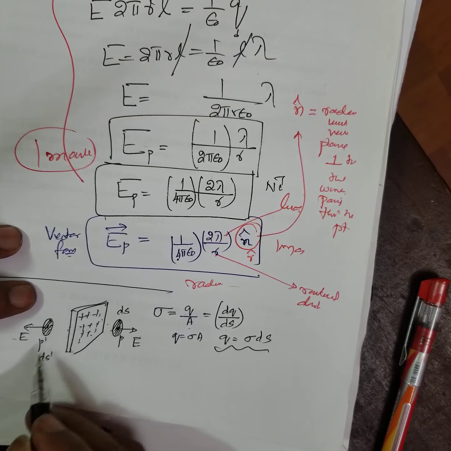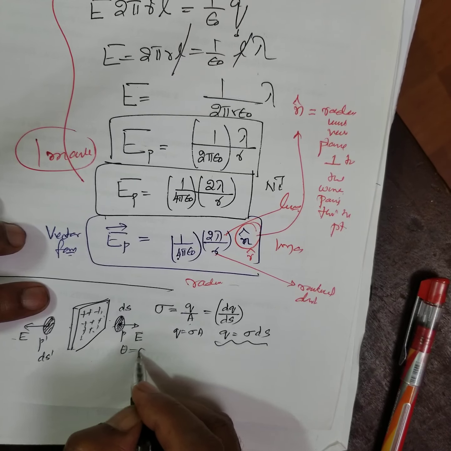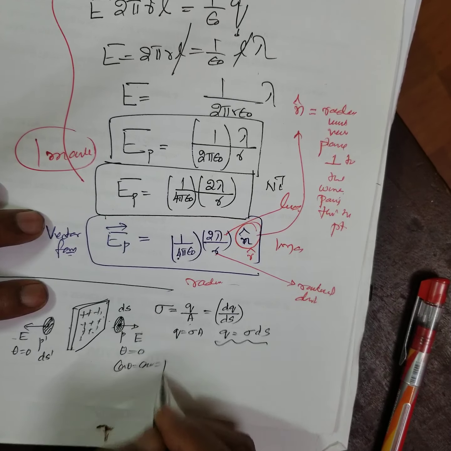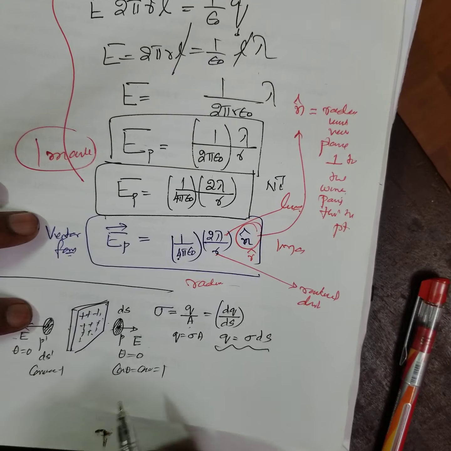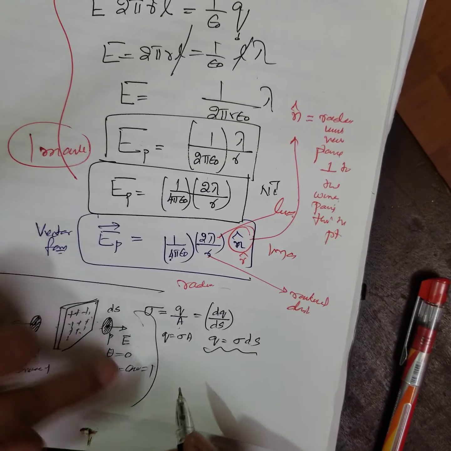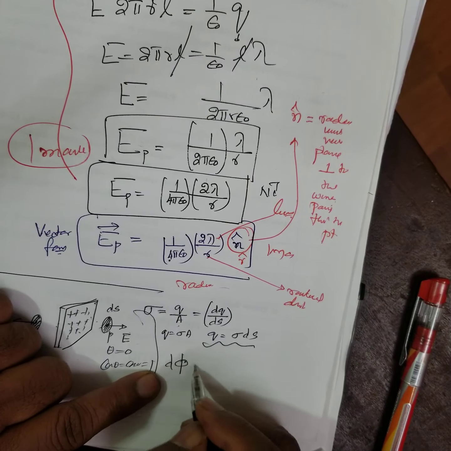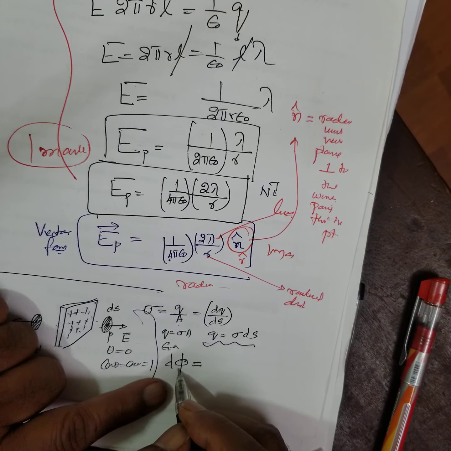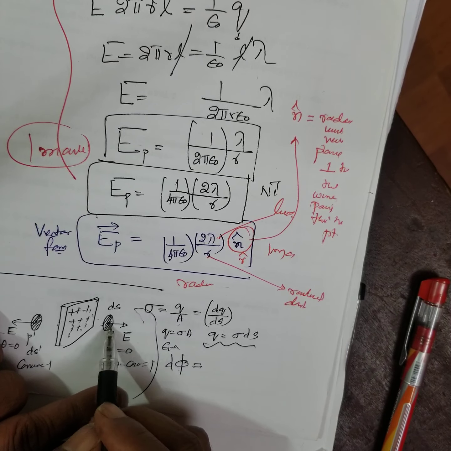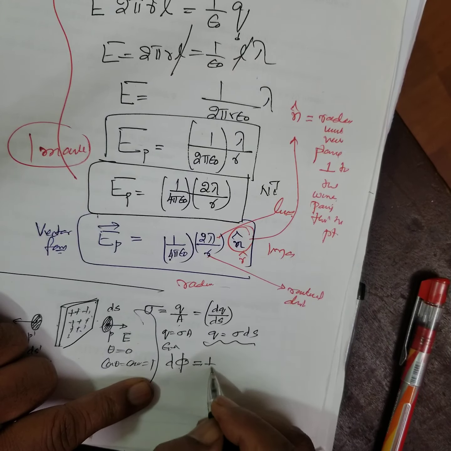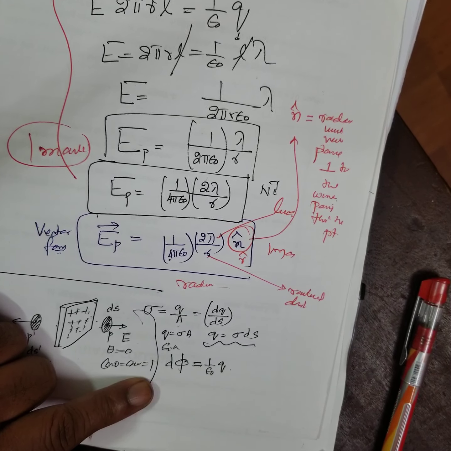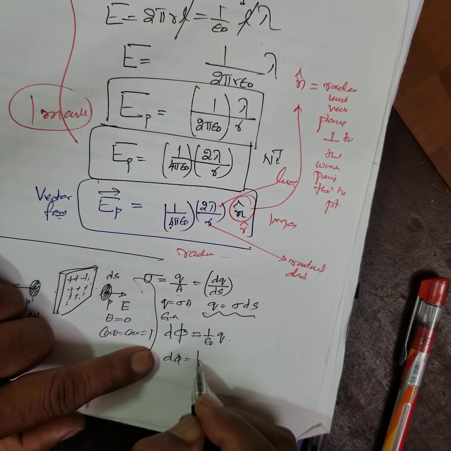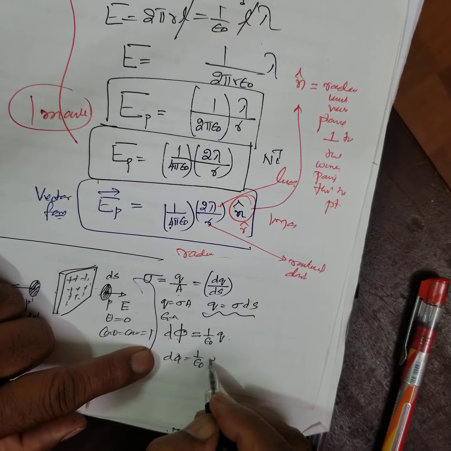Now, what is the total surface area? That means theta equal to 0. Here also, theta equal to 0. Cos theta is equal to cos 0 equal to 1. Cos 0 is equal to 1. Therefore, according to Gauss theorem, total flux through the elementary area is 1 by epsilon naught times charge. Is it not? But charge is what? D psi is equal to 1 by epsilon naught Q, and Q is equal to sigma ds.